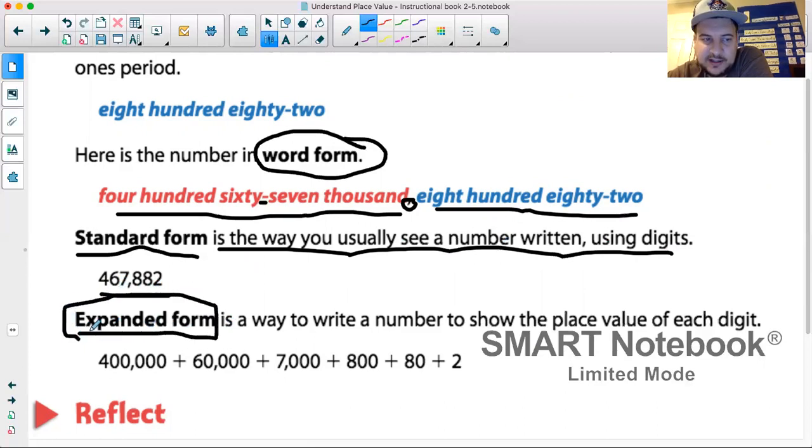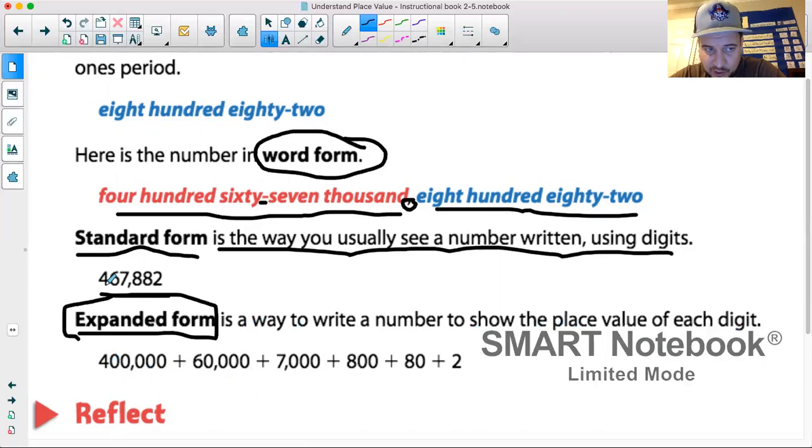You see hidden in there, expand. Expand means to get bigger, okay? I also like to say explode. So take the number, explode it out. A firework goes up small, explodes, and gets bigger. So expanded form means to write a number to show the place value of each digit. So I'm just expanding it out.